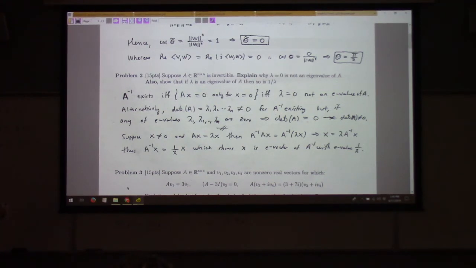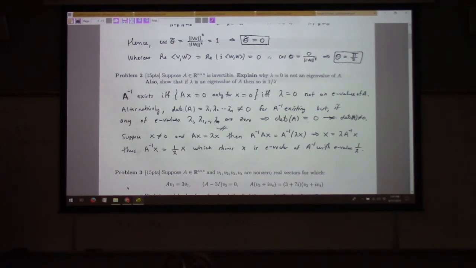Problem 3, the first statement. Oh, wait, no, that's not what I'm doing. This is 3 times 3v. So what I'm showing is that A squared v is 9v. So if v is an eigenvector with eigenvalue 3 for A, it's also an eigenvector with eigenvalue 9 for A squared.